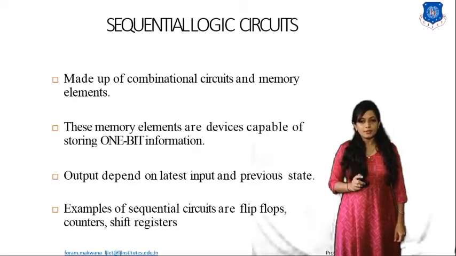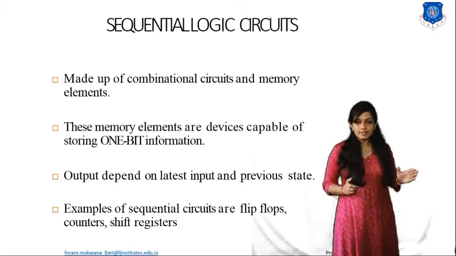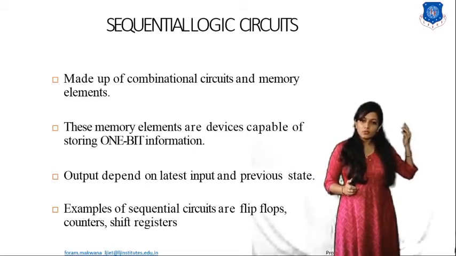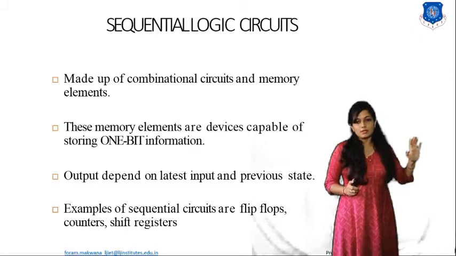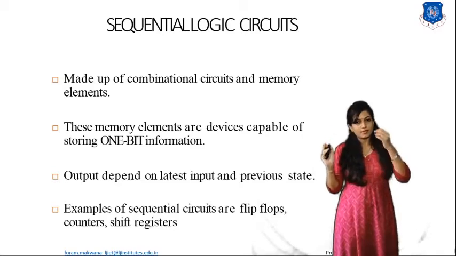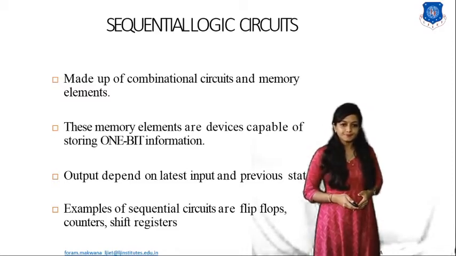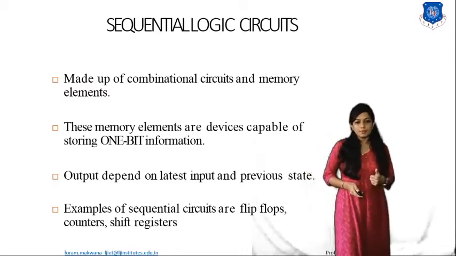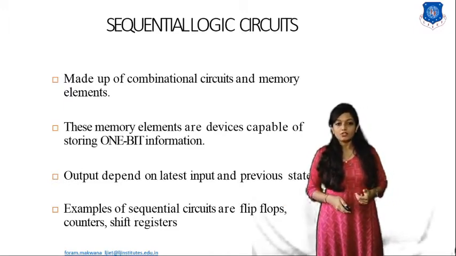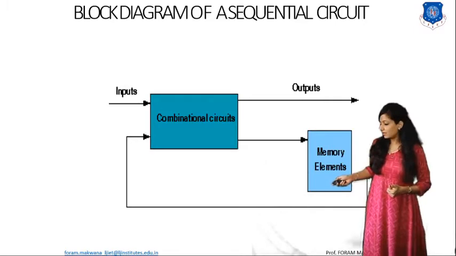Why do we need a memory element? Because the output depends on the latest input, that is the present input, and the previous state. Alright. So for storing the previous state we need a memory. That's why the memory element is present in the sequential logic circuit, and it is not present in the combinational circuit. Right? What are the examples of sequential circuits? Flip-flop, counter, shift registers. Right? Now this is the block diagram of a sequential circuit.